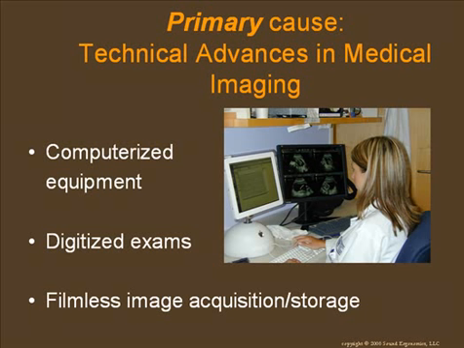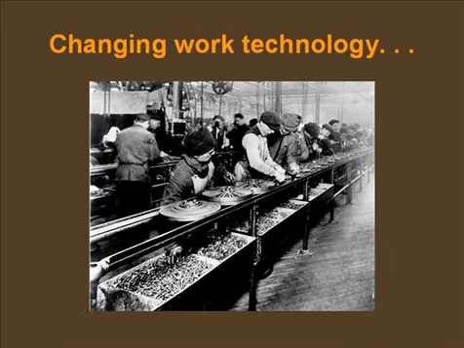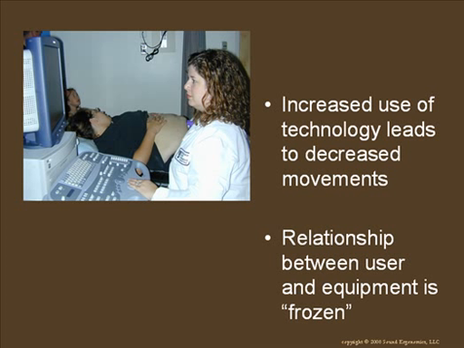All of these factors have led to a more frozen relationship with our workstations, and we don't have to move to perform our work tasks. This changing work technology started with the assembly line that Henry Ford created for his auto workers. They no longer had to get up to get parts to perform their job. Everything came to them. The increased use in technology leads to a decrease in the need to move to perform the work tasks, and as I mentioned, it causes a frozen relationship between the user and his or her equipment.